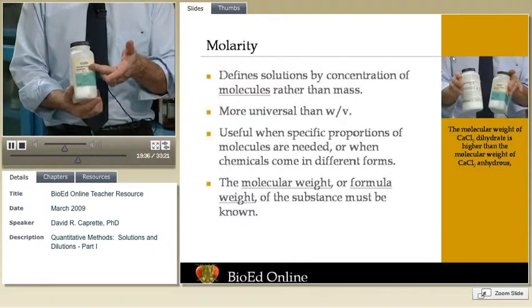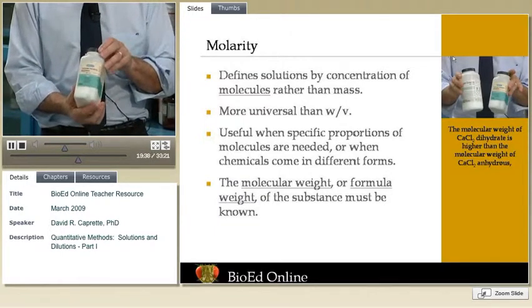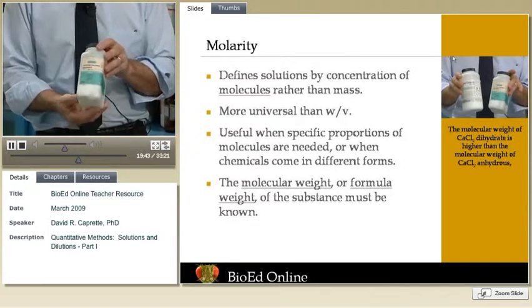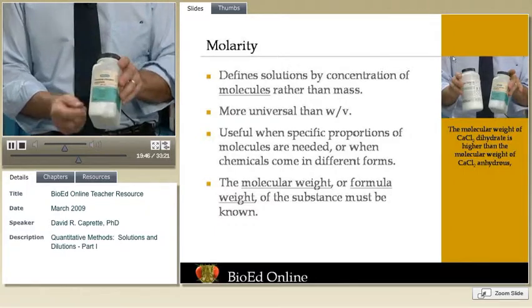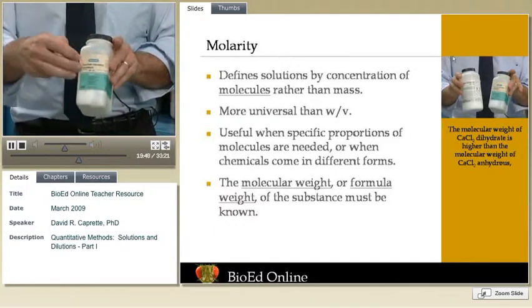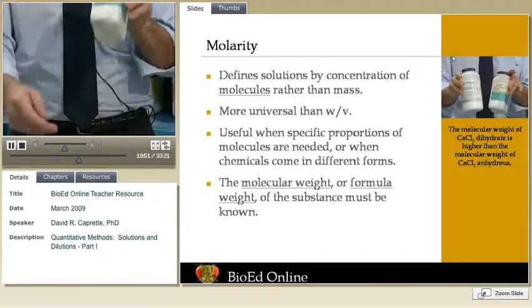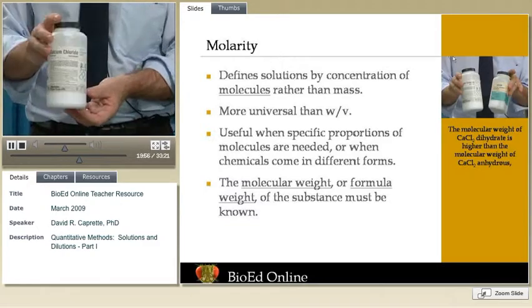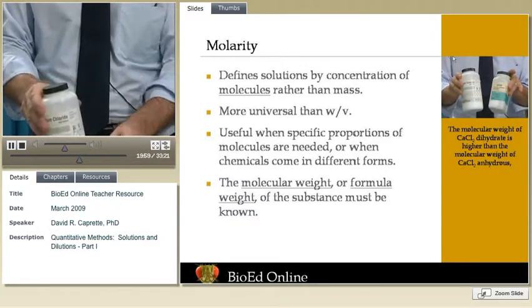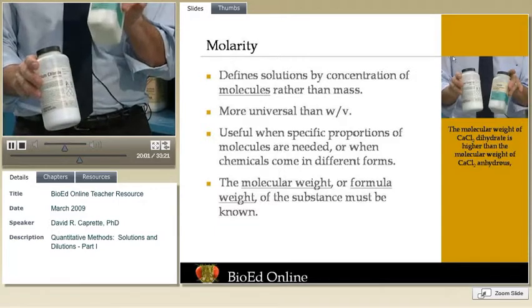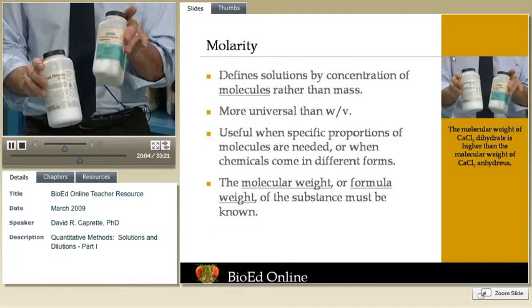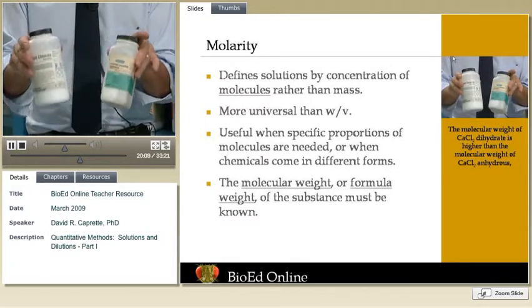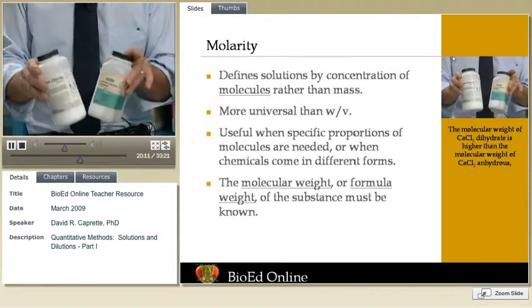This is a hydrated compound. For every calcium chloride molecule, there are 2 molecules of water that were originally hydrogen bonded to the calcium chloride. The molecular weight or formula weight in grams per mole of calcium chloride dihydrate is higher than the molecular weight of calcium chloride when there's no water. If I mix the same amount in grams of this form of calcium chloride as this form, I get two different concentrations in moles per liter, two different concentrations of reactants or molecules.